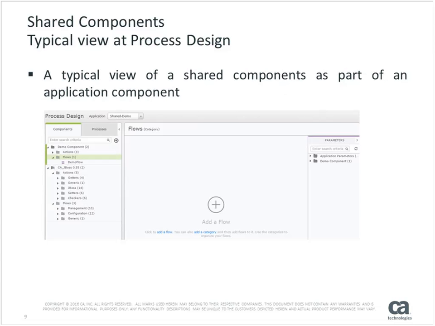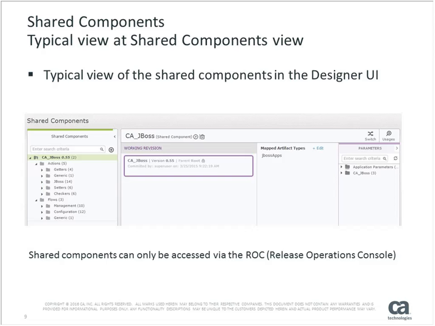Here's a typical view of a shared component and what it looks like. In this scenario, you're seeing a shared component view from the process design. Here you'll see that it's just a typical flow, and you just add that particular shared component. You can actually bring in the other component into it and drag it across. Again, this is what it looks like in the designer UI.